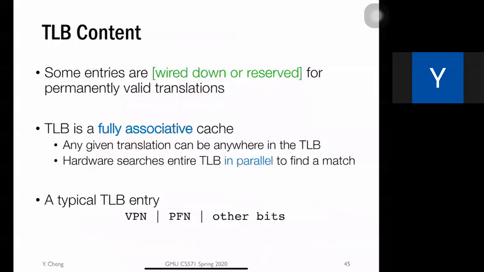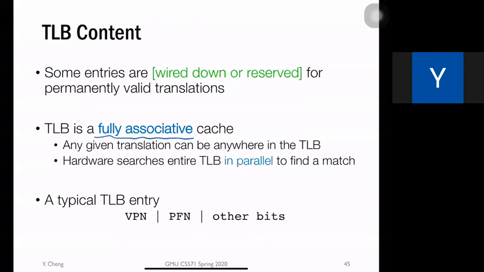So next, TLB content. What exactly is held within each TLB entry? First of all, some entries are preserved and wired down for permanently valid translation, for example, a specific system software that is always running. So you preserve that TLB part just for facilitating the memory translation for that particular software. Also, the TLB is a fully associative cache. What does that mean? It means each and every memory page could be anywhere within the TLB. There's no affiliation mapping of any kind. It's fully associative. Any given translation could be anywhere in the TLB.